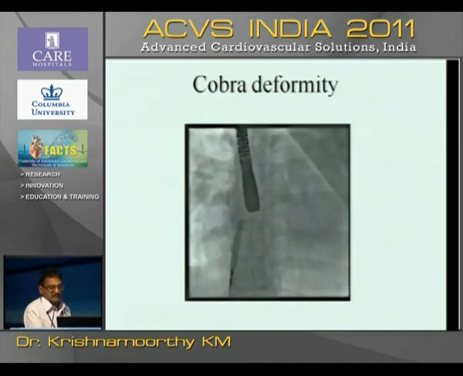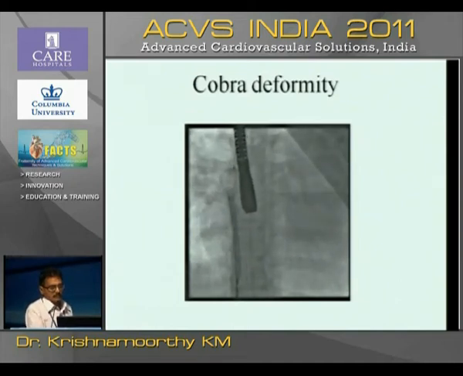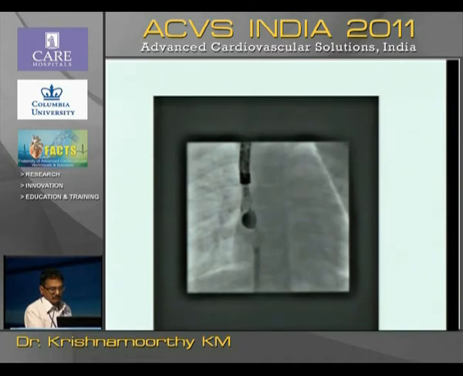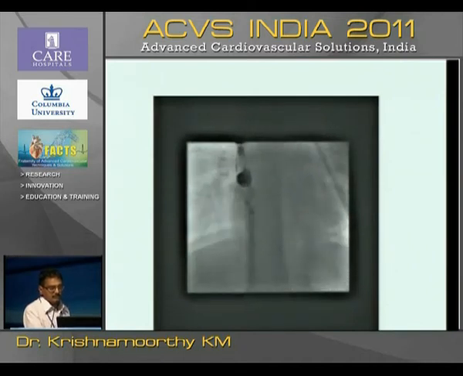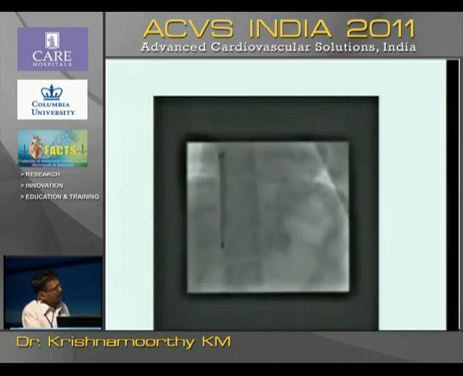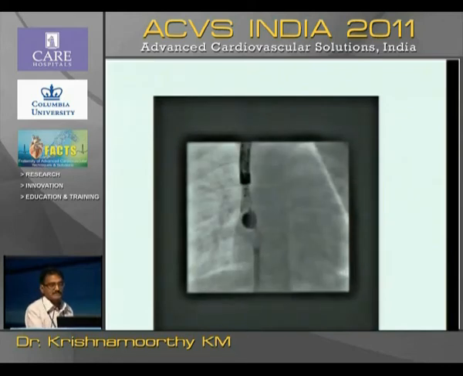and we landed with the first complication. This is what is called a cobra deformity. There is no other option but to retrieve the device, but it is not very difficult. We did it. And the device was taken back, not fully, but now what has happened? There is no connection between the cable and the device. Now what is to be done?